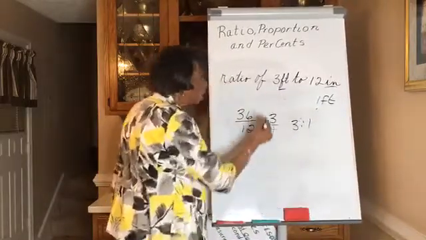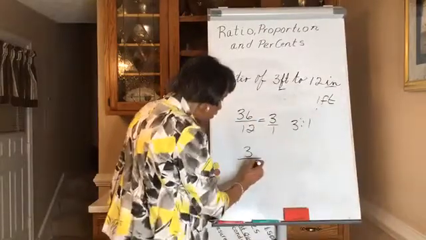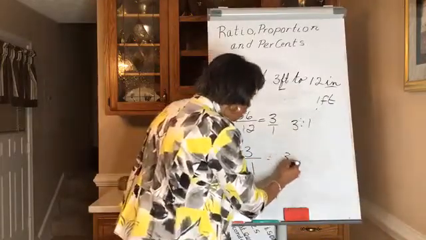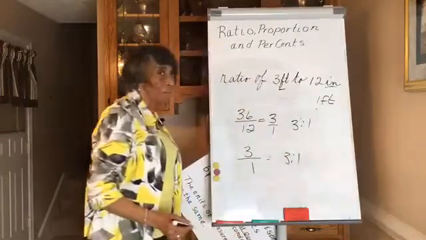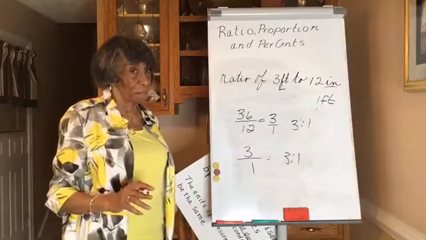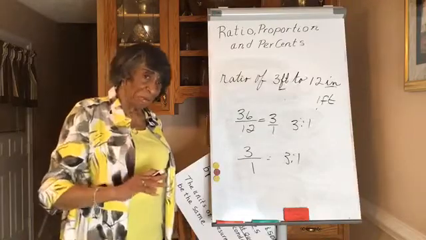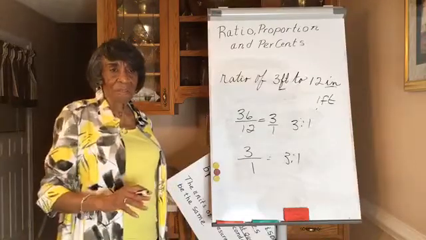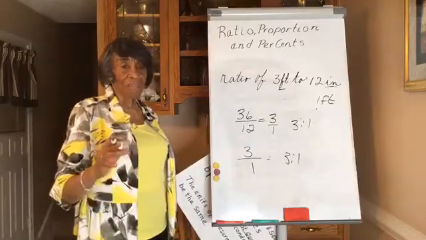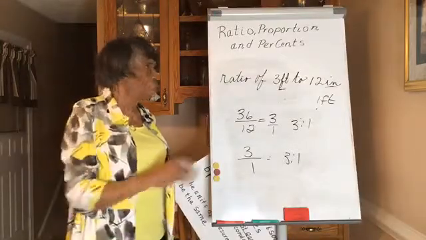So let's see. 3 feet to 1 foot, which is the same thing we got there, 3 to 1. So either way we do it, whichever way we change it, the units must be the same. Remember that if you're comparing ounces and pounds, they both have to be either ounces or pounds. If you're using yards and inches, both of them have to be in terms of yards or in terms of inches. And that's simple enough.